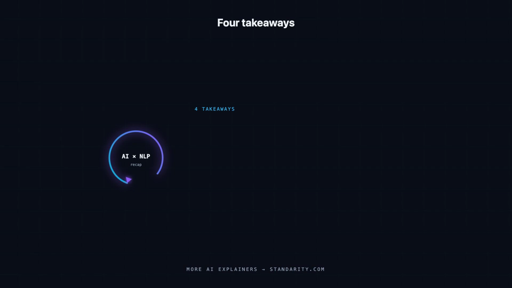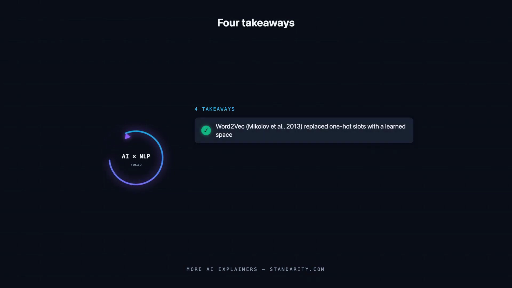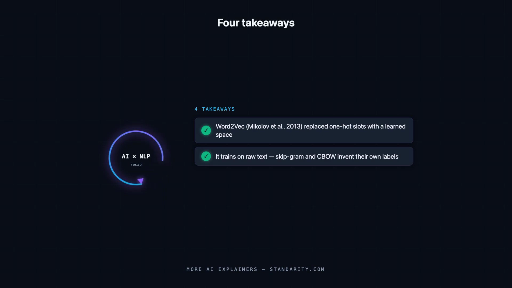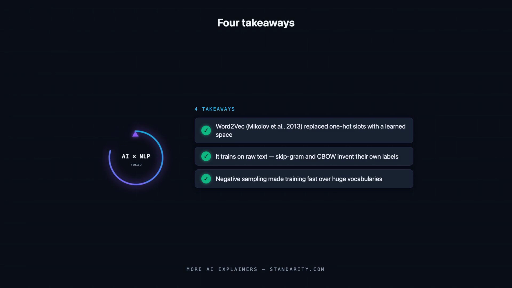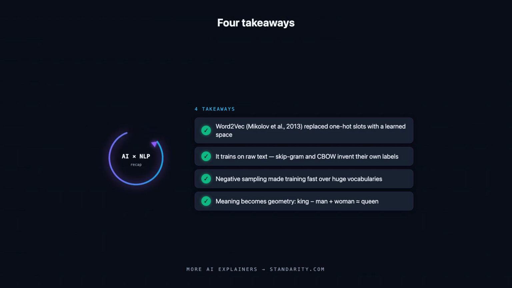Alright, four things to carry away from this one. Word2Vec from Mikolov and colleagues at Google in 2013 popularized dense word embeddings and replaced arbitrary one-hot slots with a learned space where similar words sit close. It learns from raw text using a self-supervised game. Skipgram predicts context from a word. CBOW predicts the word from its context, with no labels required. Negative sampling made training fast over huge vocabularies by nudging true pairs together while pushing a few random pairs apart. Meaning ends up as geometry, where king minus man plus woman lands near queen, and these embeddings became the standard first layer of NLP before BERT arrived.